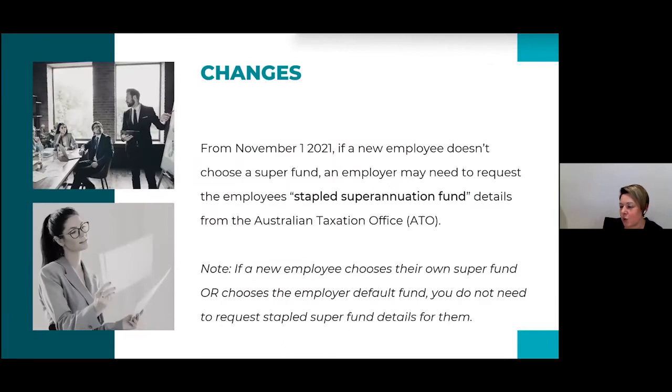The changes moving forward are from November the 1st, 2021. If a new employee doesn't choose a super fund, an employer may need to request the employee's stapled superannuation fund details from the ATO. If a new employee does choose their own fund or they choose to use the employer default fund, then a request for a stapled super fund doesn't need to be obtained.